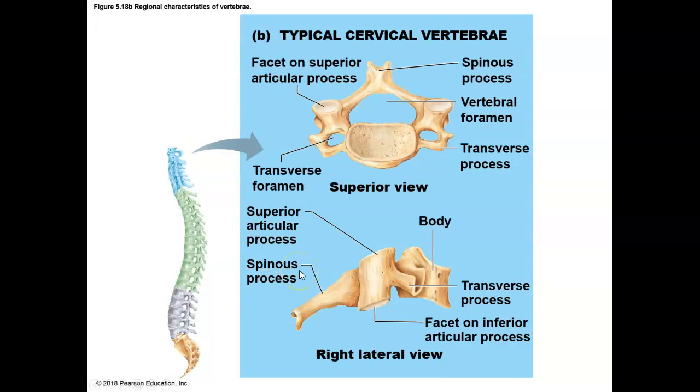So all cervical vertebrae have both transverse and vertebral foramen. That's one way to identify them. They're much smaller than your thoracic or your lumbar vertebrae as well.